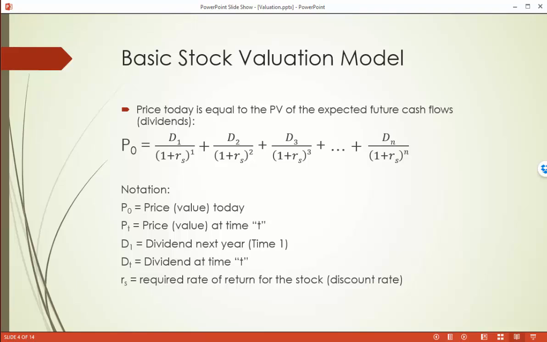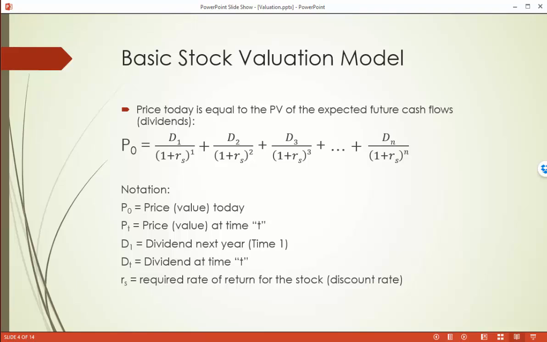So with this basic stock valuation model, the price today, denoted P sub 0 here, is going to be equal to the present value of all the future expected cash flows, so all the dividends that we receive in the future. If we assume for a minute that we're going to hold this indefinitely, we're never going to sell it, we would get an endless stream of dividend payments. Those are denoted by D1, D2, D3, all the way up to DN, where the N is a subscript indicating time, and that's going to be some arbitrarily long point in the future.